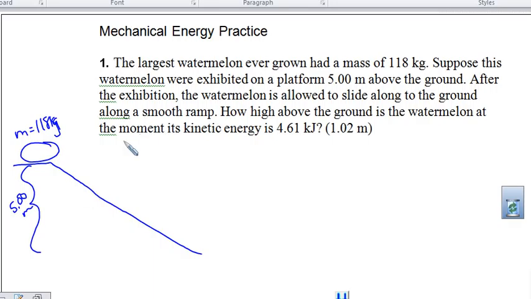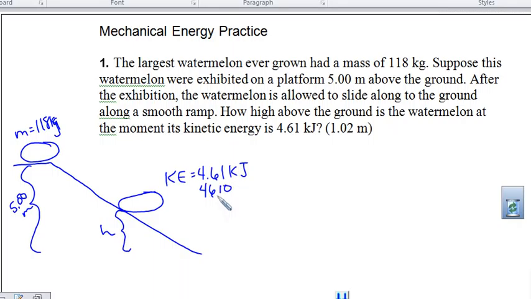After the exhibition, the watermelon is allowed to slide down the ramp. How high above the ground is the watermelon at the moment its kinetic energy is 4.61 kilojoules? So we're going to solve for the height above the ground that the watermelon will be when it has that kinetic energy. We do not want to work in kilojoules, so we convert those to joules, which would be 4,610.